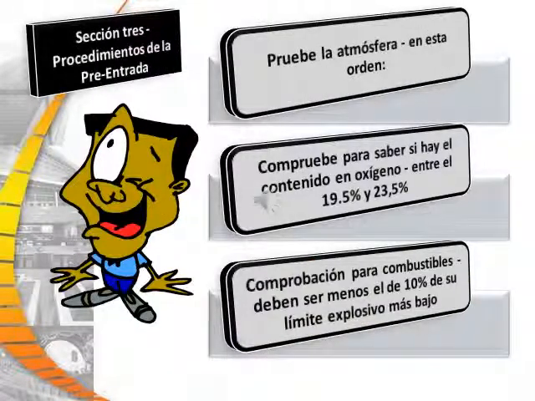Test the atmosphere in this order. Check for oxygen content between 19.5 and 23%. Check for combustibles. They must be less than 10% of their lower explosive limit, or LEL.